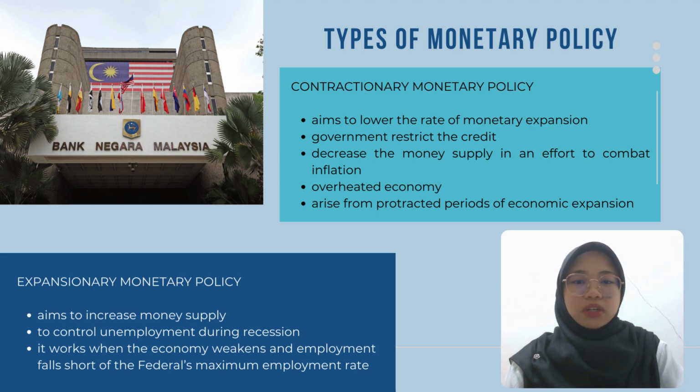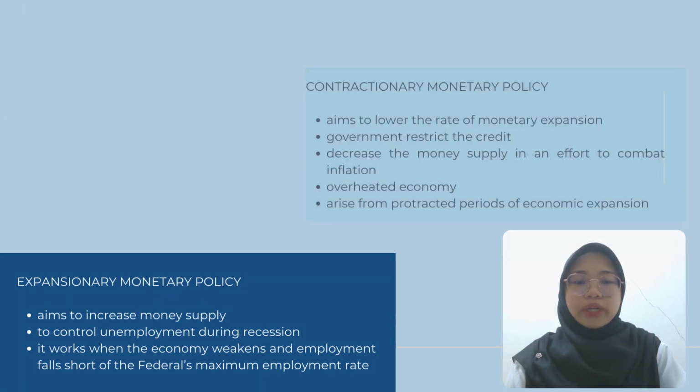Next is expansionary monetary policy. Expansionary monetary policy aims to increase the money supply. The use of this policy is to control unemployment during recession, and it works when the economy weakens and employment falls short of the federal maximum employment rate. Moreover, it is utilized by the regulator to increase the market's money supply through buying government securities and decreasing the bank rate, also lowering interest rates.